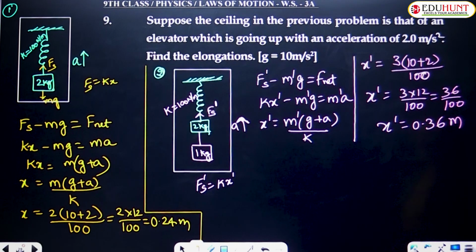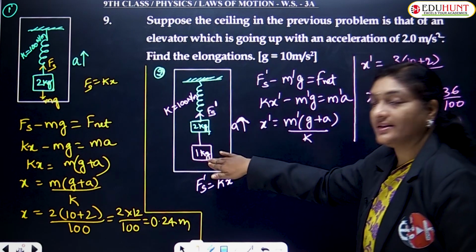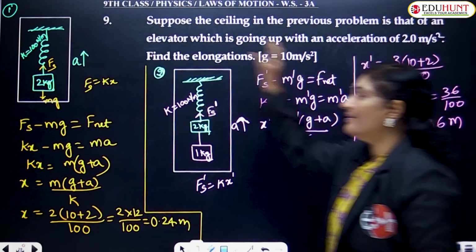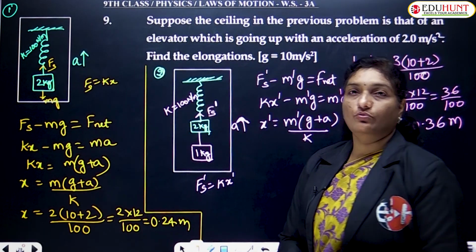Clear? Because of the extra mass, the elongation found when an additional 1 kg mass is suspended was 0.36 meters. Only when the 2 kg mass is suspended, the elongation was found as 0.24 meters.